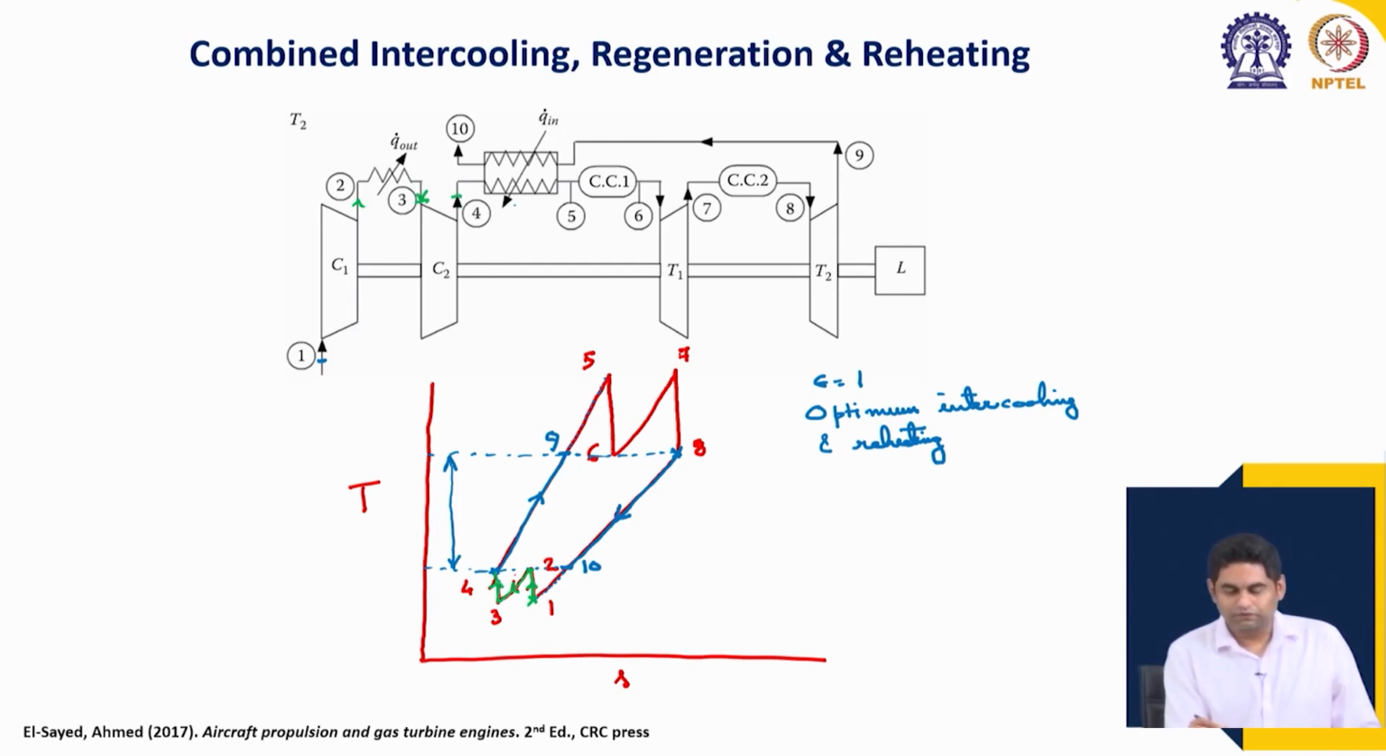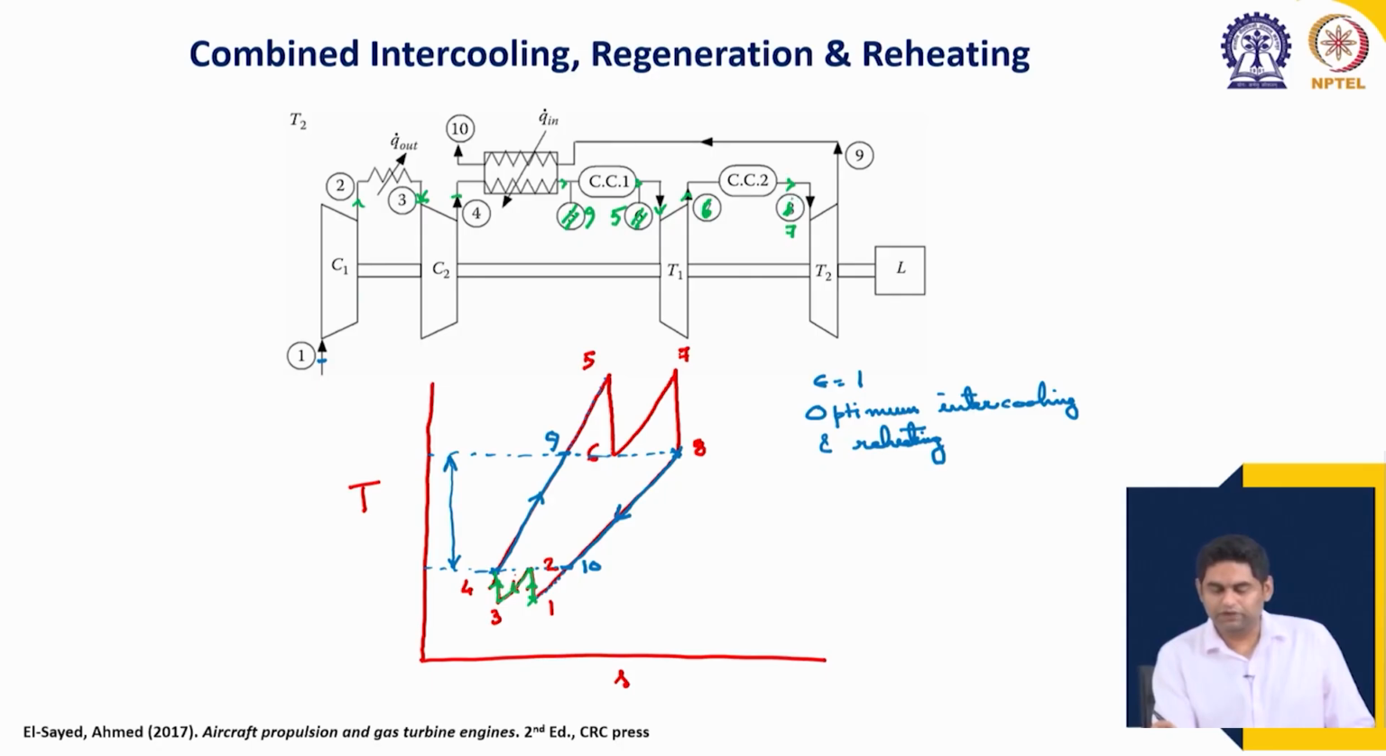Okay. Then, here the way the nomenclature is used, 4 to 5 is the regeneration. So, in our case we are naming this state 9. So, going from 4 to 9 and from 9 to 5 is the first combustion process. Then we have the expansion in the high pressure turbine going from 5 to 6. Again our numbering is different from that of the image which is taken from the book of El Sayed Ahmed, but it does not matter.